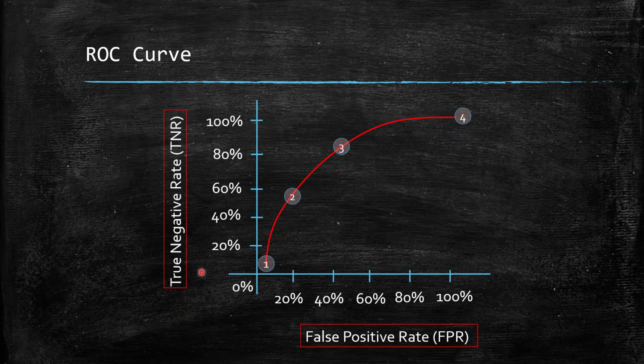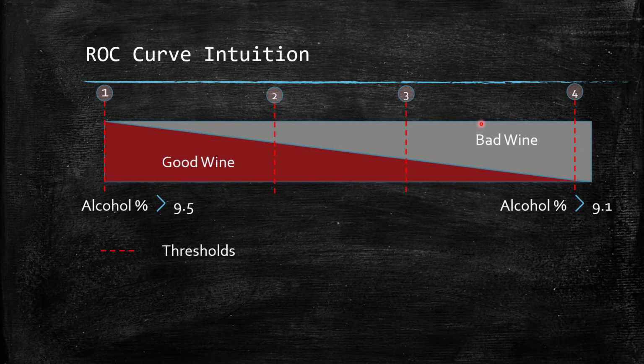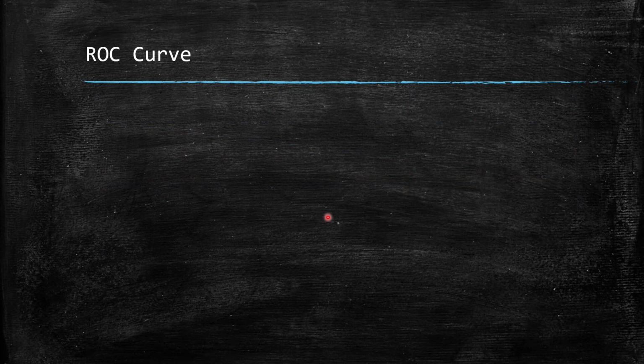This is what a typical ROC curve looks like. If I go back to our previous slide, we established these four thresholds. Now for each threshold, what will our true positive rate and false positive rate values be? If we plot them, that becomes our ROC curve. So I think we got the intuition here.